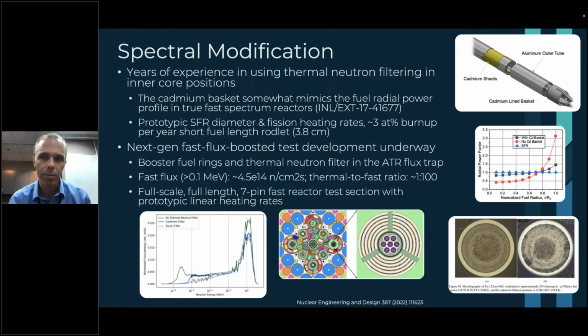And presently, the final design is not complete, but we've scoped it out enough to know that it is viable to achieve a thermal to fast ratio of about 1 to 100. So that's a very fast spectrum for a reactor that is innately a thermal spectrum reactor. So we're excited about that. Stay tuned, and as we look to move forward with better and better capabilities on the fast spectrum side, ATR is going to remain our workhorse for a while yet. Next slide, please.